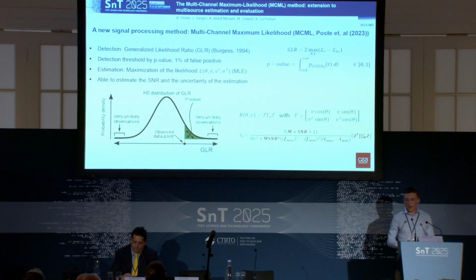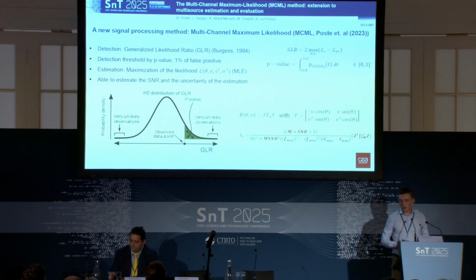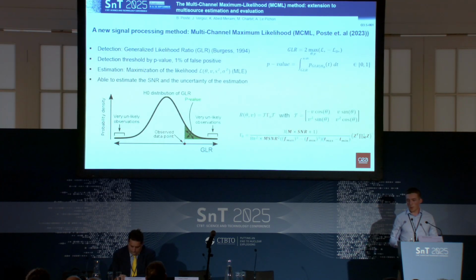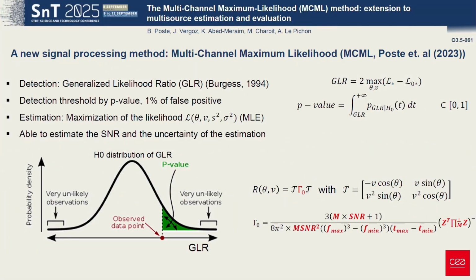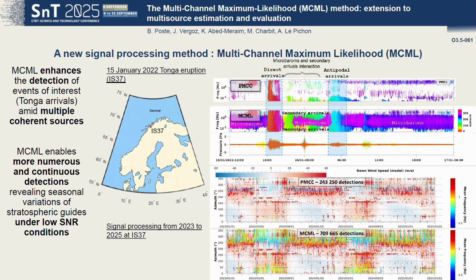Thanks to all this calculation, we are able to estimate the SNR of the signal of interest, but also the uncertainty of the estimations. For example, as you can see in the equation, we have some variables that control the uncertainty: M, the number of sensors, the SNR, the frequency bandwidth, and also the time window length.